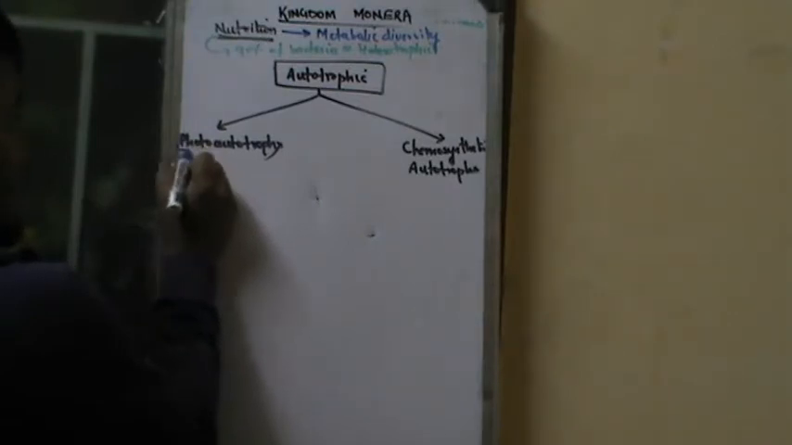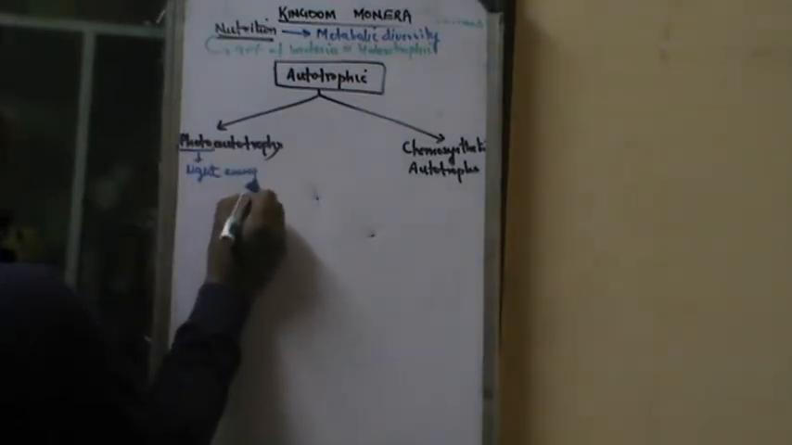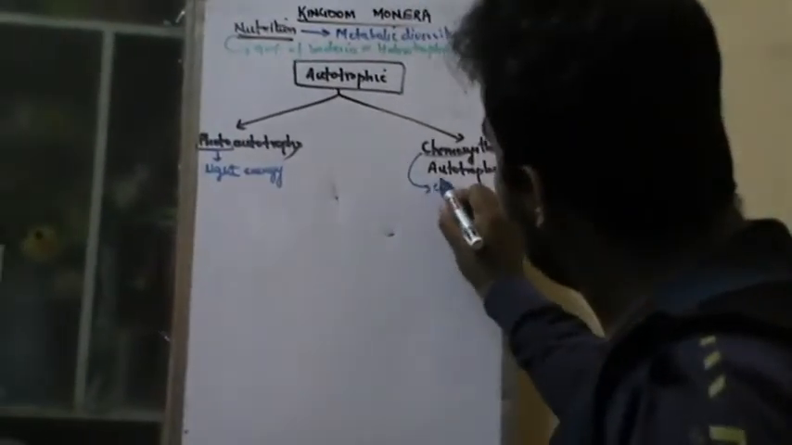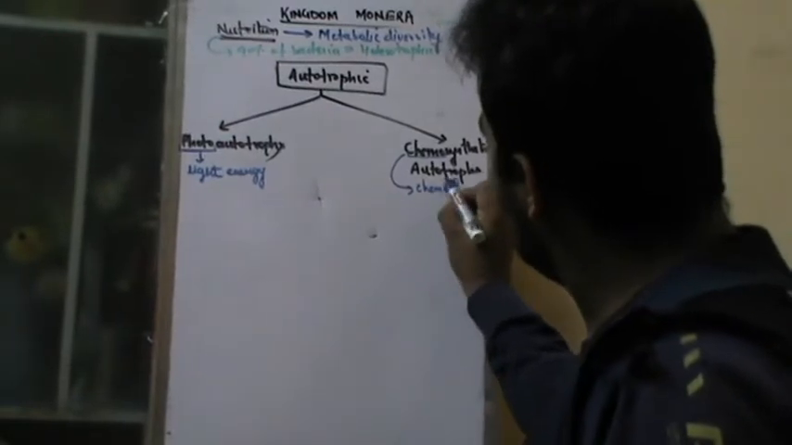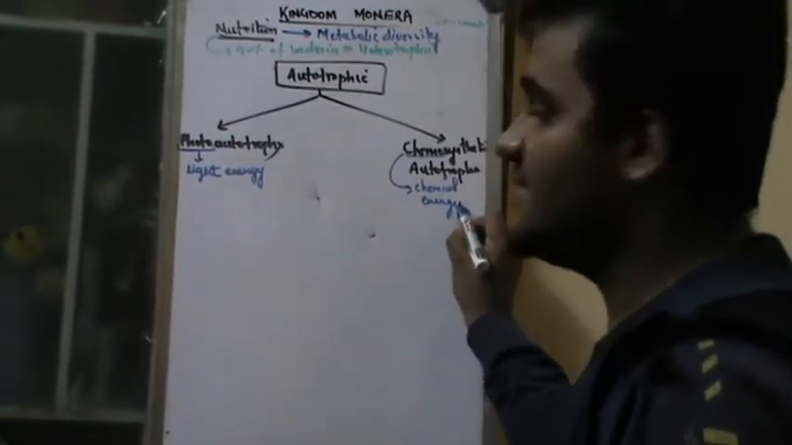Photo means they are going to use light energy. They use light energy for the synthesis of food. Chemo means they are going to use chemical energy for the synthesis of food. Always remember, this is a very important point. These use light energy, and these use chemical energy, right?